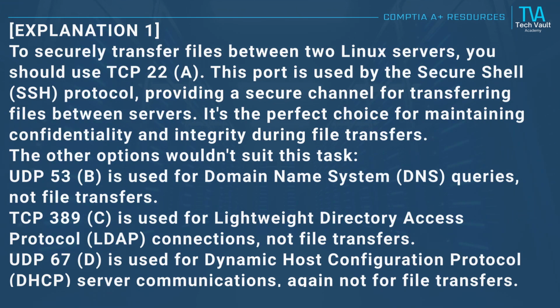UDP 53, B is used for domain name system, DNS queries, not file transfers. TCP 389, C is used for lightweight directory access protocol, LDAP connections, not file transfers. UDP 67, D is used for dynamic host configuration protocol, DHCP server communications, again, not for file transfers.